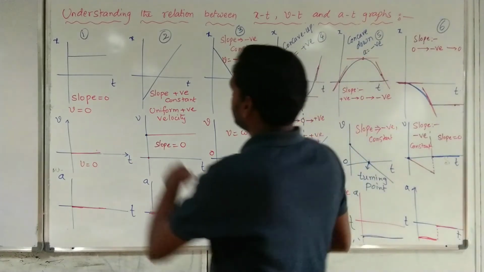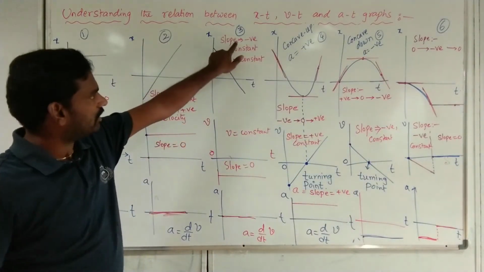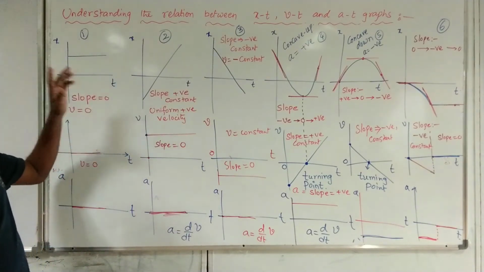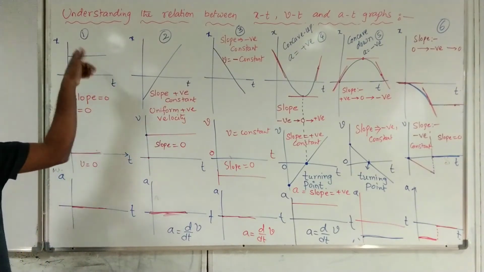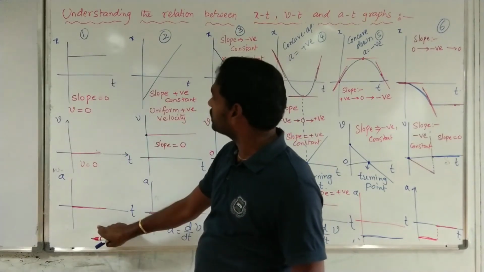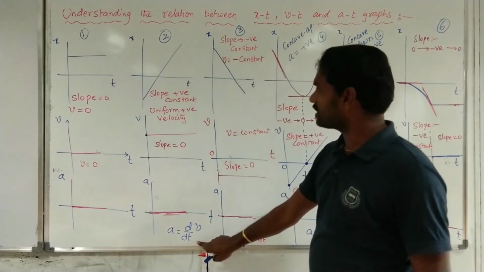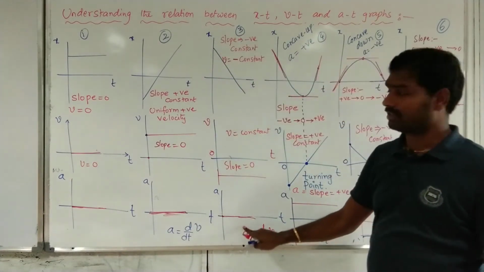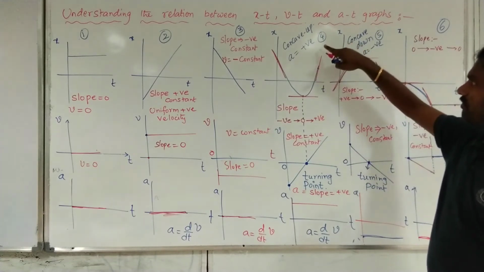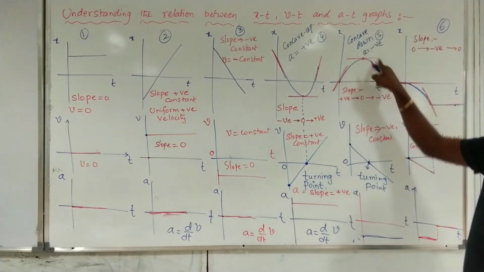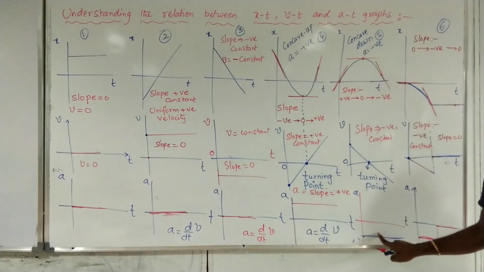In the first, second and third cases, there is no curvature. If curvature is equal to 0, that means acceleration equal to 0. In the x-t graph, no curvature means acceleration equal to 0. Here the curvature is concave up, so acceleration is positive. Here the curvature is concave down, so acceleration is negative.